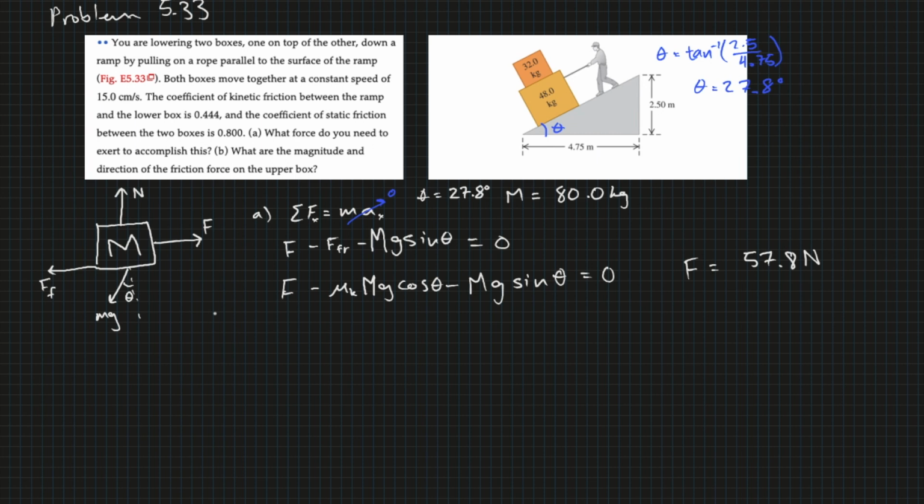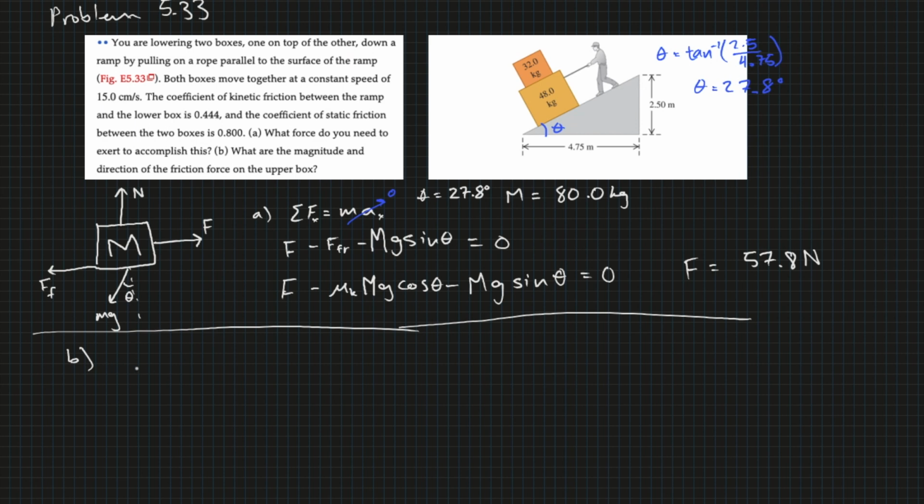That's it. So for part B, though, it wants to know what is the magnitude and direction of the friction force on the upper box. So this has to do with the place of contact between the upper box and the lower box. So we then have to start caring about what that coefficient of static friction is between the two boxes, which they tell us is the 0.8 value right here. So let me draw this out real quick for part B.